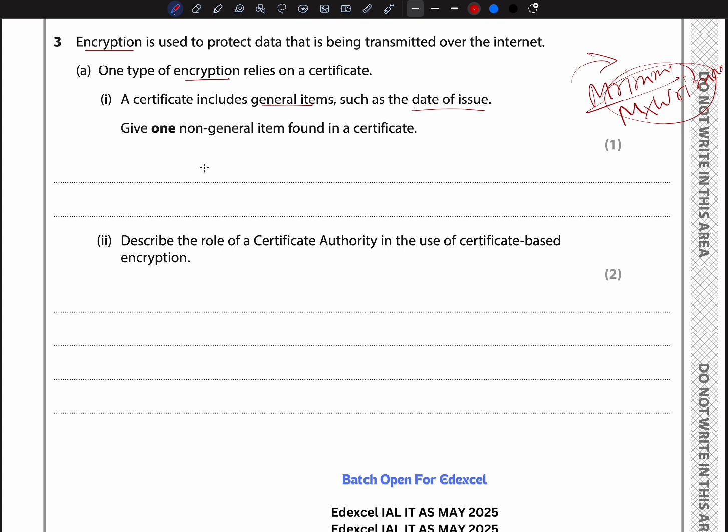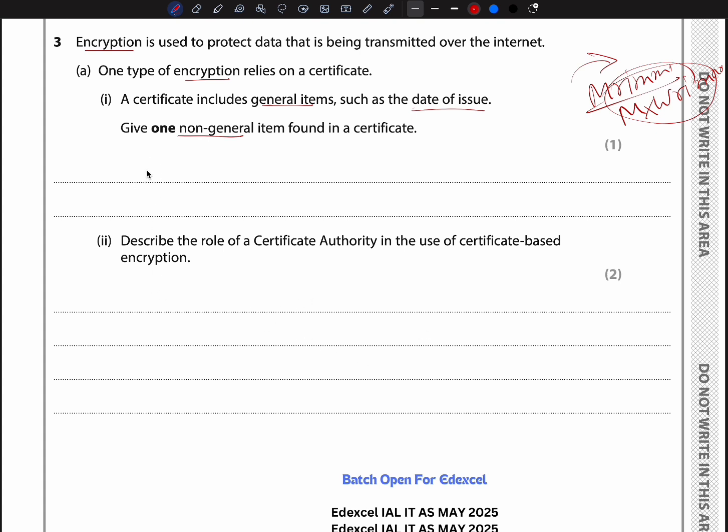But they're saying to give one non-general item found in a certificate. That means items that are specific to each certificate and are critical for the certificate's function. That means it is a unique thing that makes that certificate unique compared to the other ones. So one example of uniqueness is the certificate serial number. It can be the digital signature. Digital signature means the sign of the owner, right? Owner. So I can only give you that each and every certificate has a serial number.